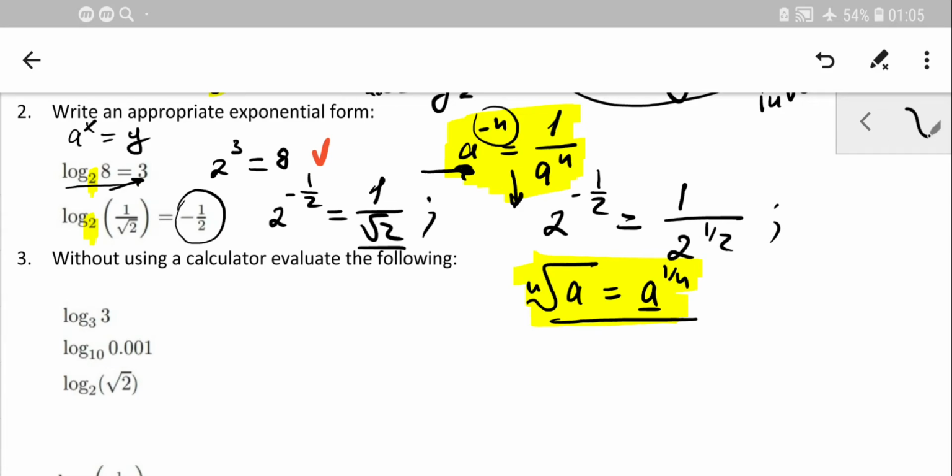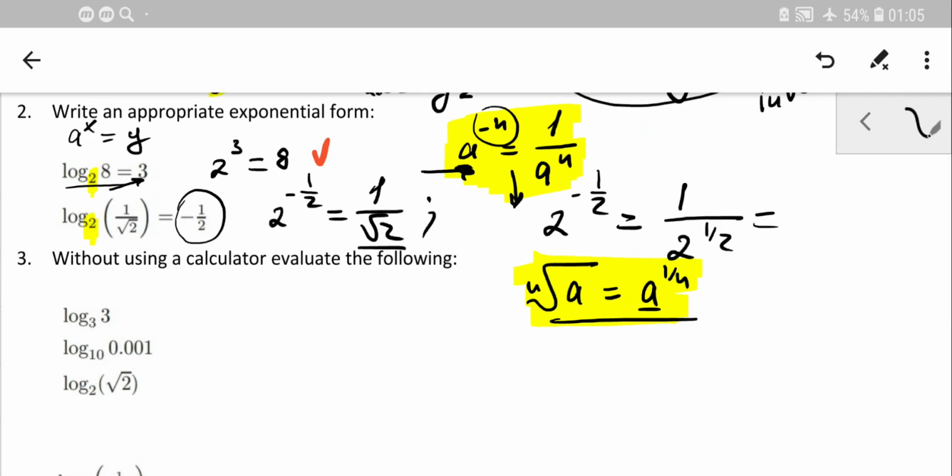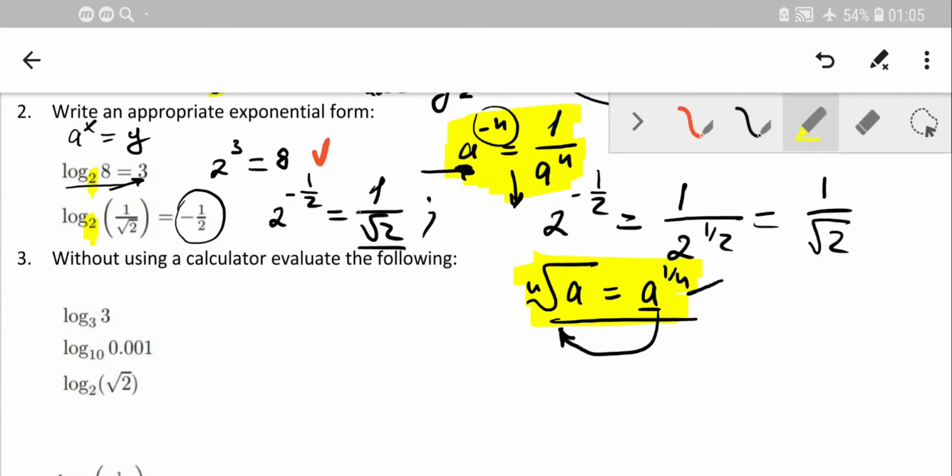Okay, so in this case we simply can apply that because we have 2 to the power 1 over 2. 1 over 2 means from here we can get back to the square root notation, because the power 1 over 2 means square root, right? And it becomes 1 over square root of 2. Now we actually proved that the left-hand side is the right-hand side, okay?